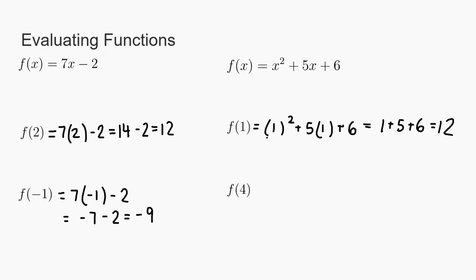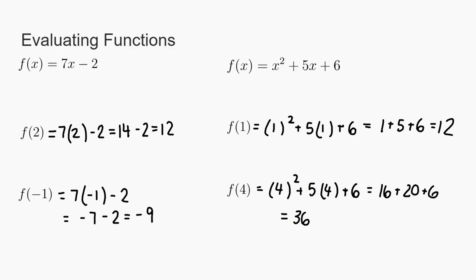What about f of 4? We also plug in 4 for every x we see. This means we get 4 squared plus 5 times 4 plus 6. This gives us 16 plus 20 plus 6, which gives us 36 plus 6, which is 42. So we know that f of 4 equals 42.